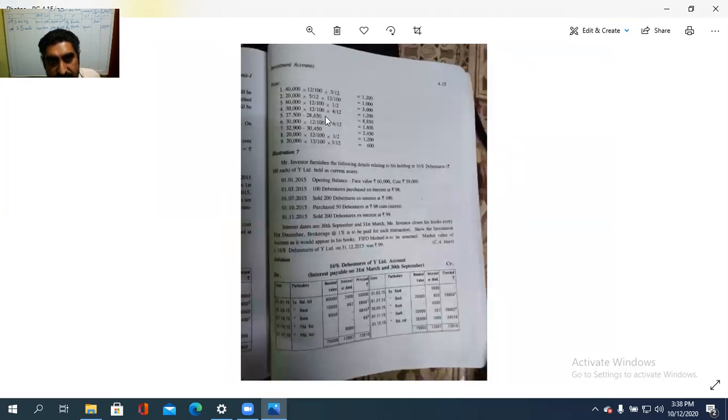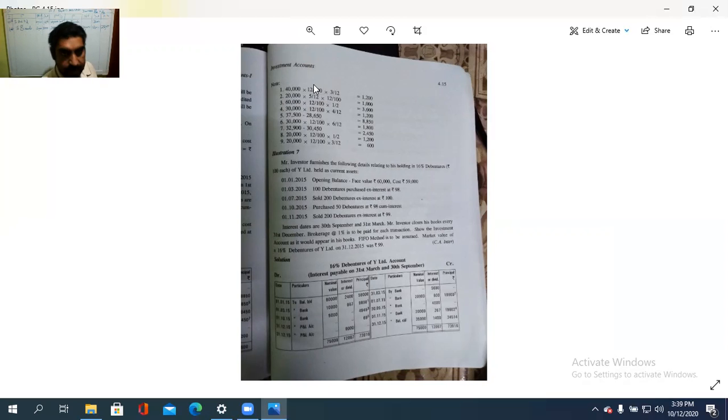So the fourth case is 30,000 into 12 by 100 into ... we need to find the interest for this. July, August, September, October, 4 months, isn't it? 4 by 12. So that is this and this gone, 4 threes are 12. So 1,200. Clear? That is the case.